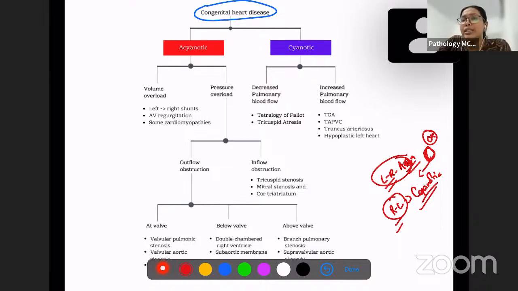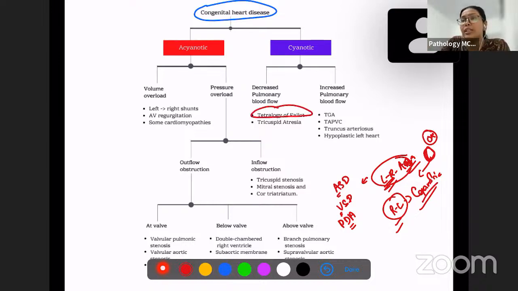So what are the diseases which can cause left to right shunt? We know a few: ASD, atrial septal defect, and ventricular septal defect. We also have to remember patent ductus arteriosus, which can cause a left to right shunt. For right to left shunt, we have to remember tetralogy of Fallot.